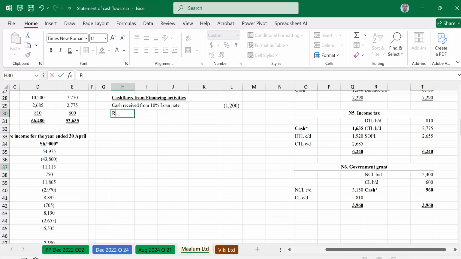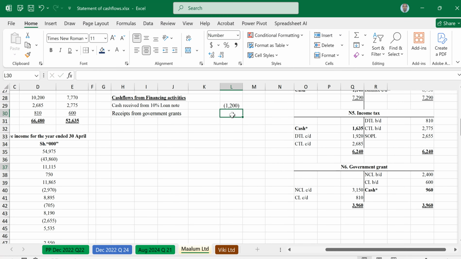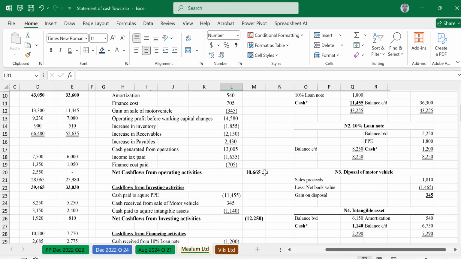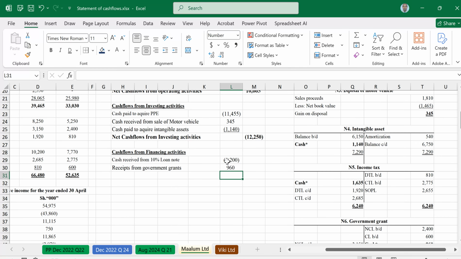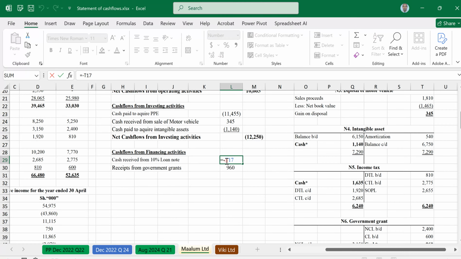So this is receipts from government grants. The receipts from government grants will be equal sign 960. That becomes the receipt from government grant. Now the other one, the 10% loan note, is also an inflow because it's cash received from the 10% loan note.